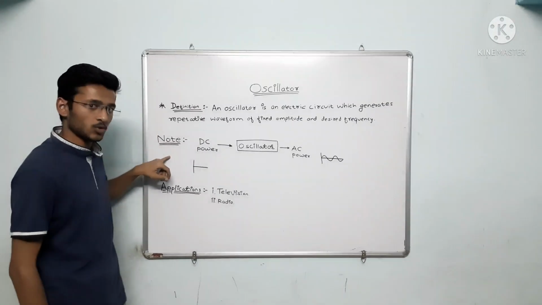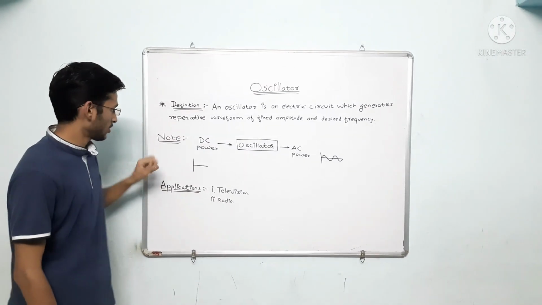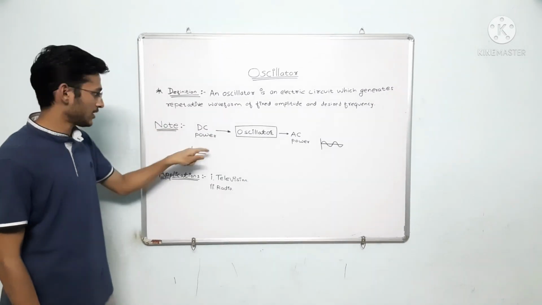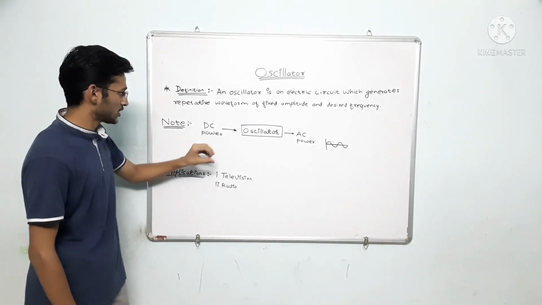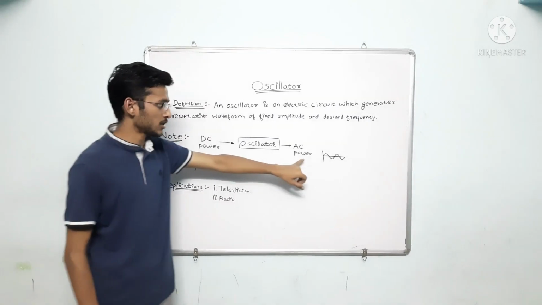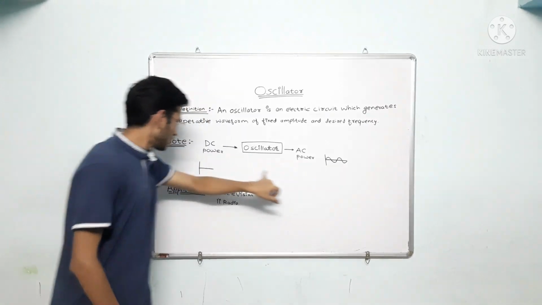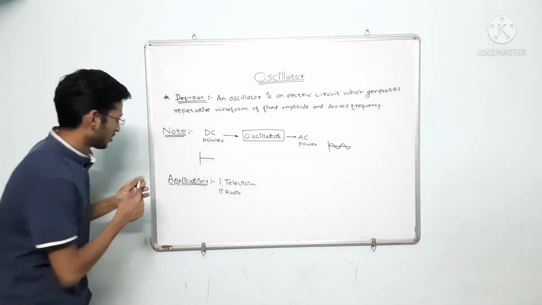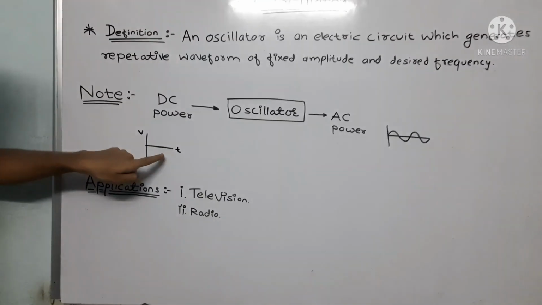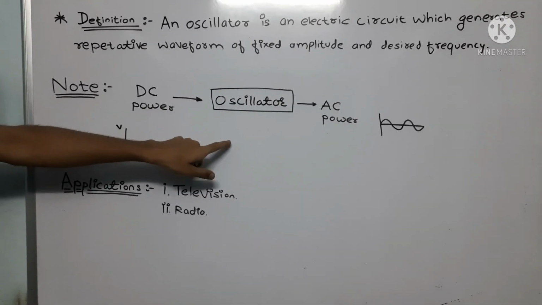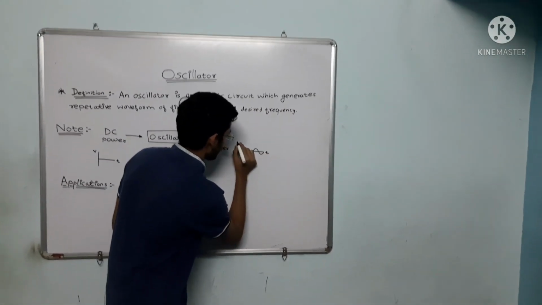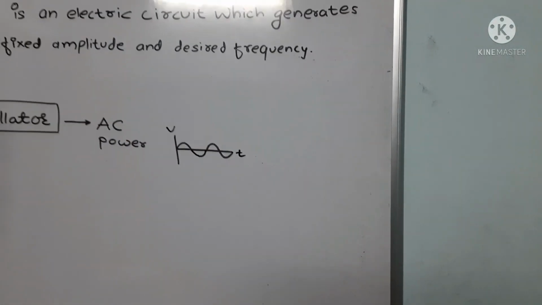Now we are going to see the note from which our definition will be made clear. In the note I have written DC power, AC power and oscillator, and I will elaborate on it. When we give DC power to an oscillator, the oscillator converts it into AC power. The graph of DC power is this, voltage with respect to time. When we give this waveform to the oscillator, it will convert it to an AC waveform which looks like this, voltage with respect to time.